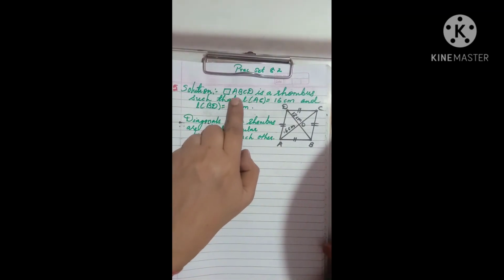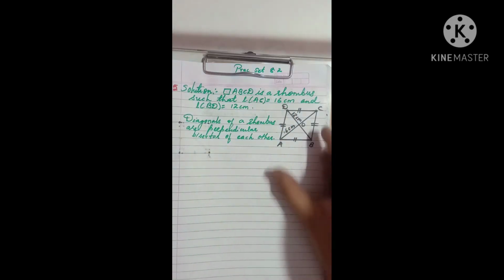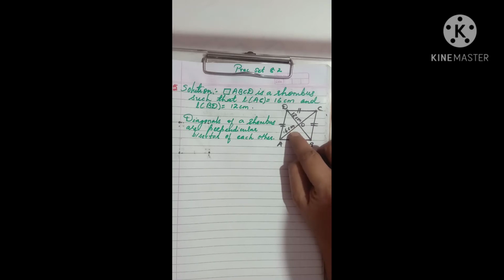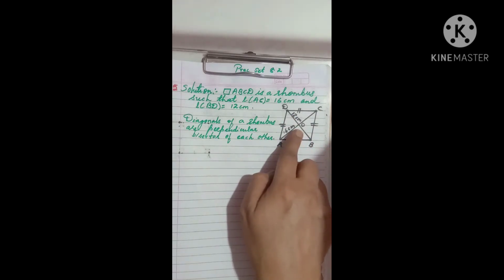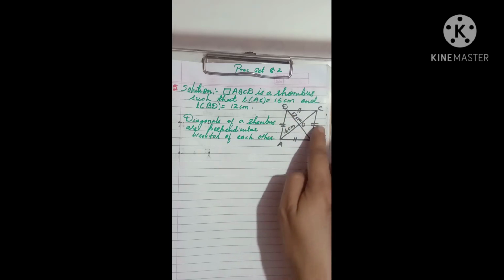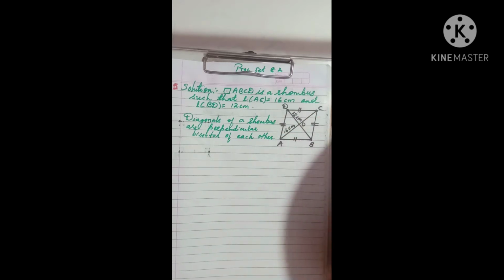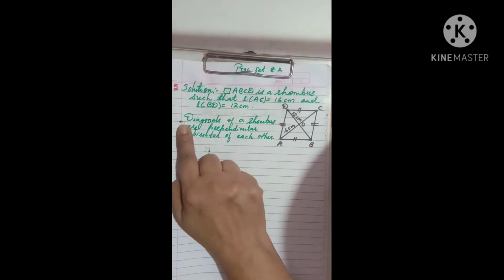Quadrilateral ABCD is a rhombus such that length of AC is equal to 16 centimeter and length of BD is equal to 12 centimeter. Here one rough diagram of rhombus ABCD is drawn. You can see all sides are equal and it is shown by a symbol. And this rhombus is similar to a square. Only thing is we know that all the angles are not 90 degree.